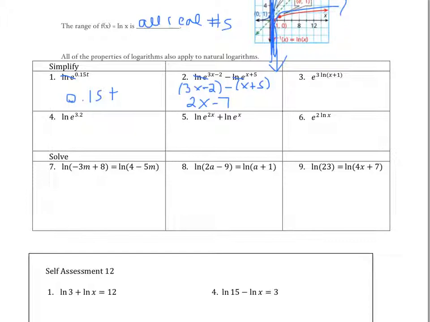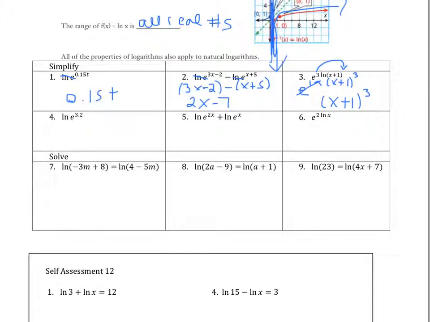In this case, we have e to the 3 times the natural log of x plus 1. Let's just rewrite that, because we can't really take e to the third right this second. We'll move that over and go by the power property. So ln of x plus 1 cubed, and then e to the ln cancels out, and we end up with x plus 1 cubed. Go ahead and do number 4, number 5, and number 6 for homework.